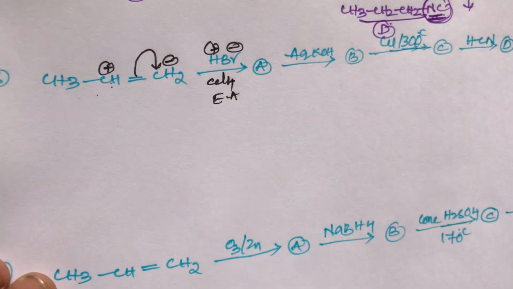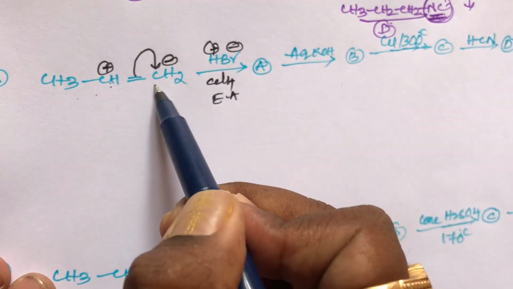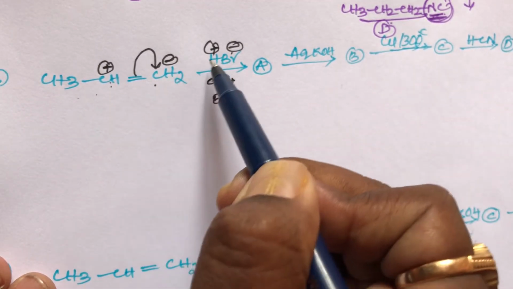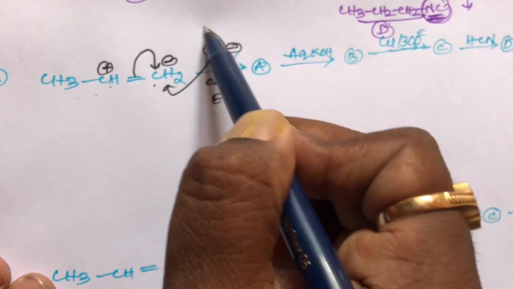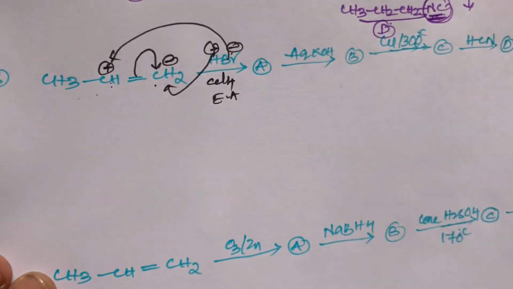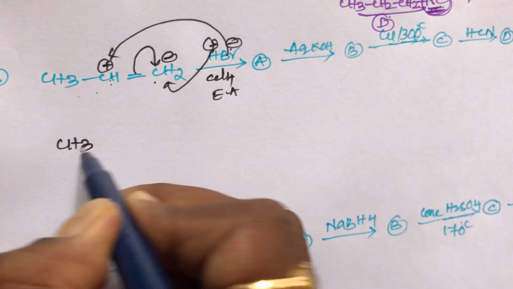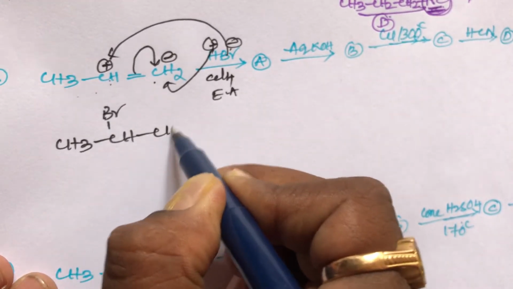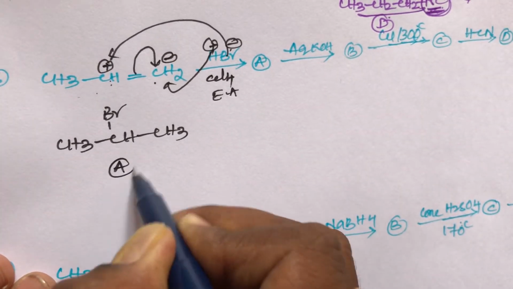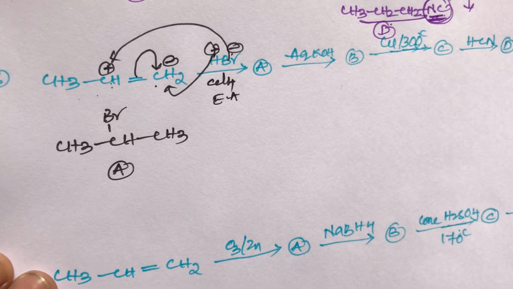In this first step, the electrophile H plus will attack this position, and Br minus will attack the positive charge side. We get compound A. What is compound A, students? CH3CHBrCH3. This first step is an electrophilic addition reaction. According to the Markovnikov rule, we get 2-bromopropane, this is compound A.